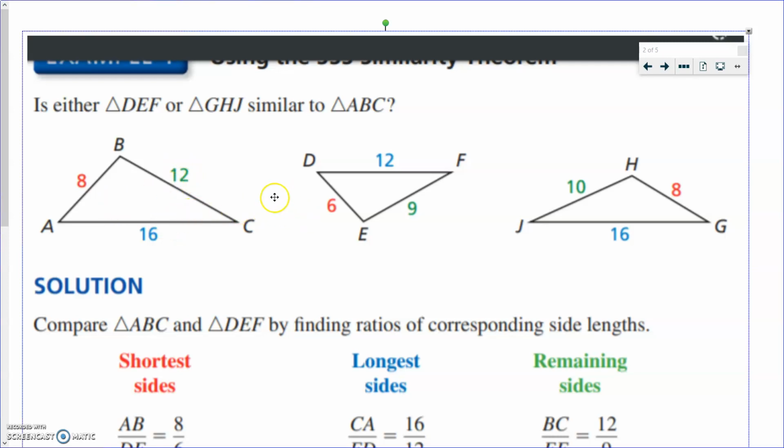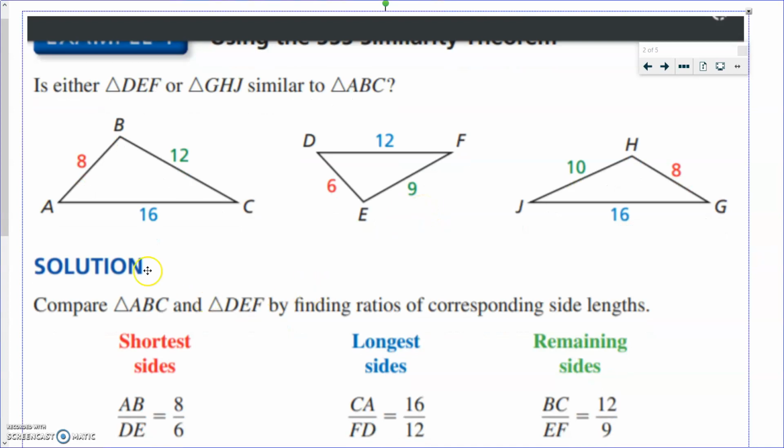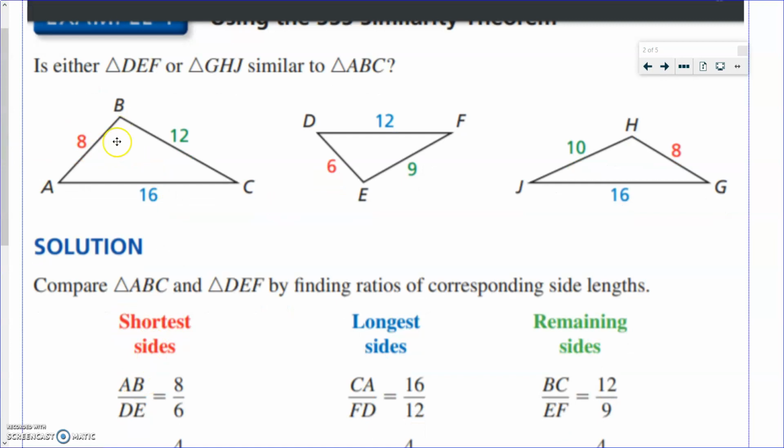We're going to look for the shortest, longest, and middle for each of these, and set up a ratio. So our shortest side is 8, so we're going to put 8 over 6. That's AB over DE. We also could look at the lettering up here. Remember I told you before, the lettering counts. So next would be BC over EF, that's our middle sides. And then our longest side is CA over FD, which is 16 over 12.